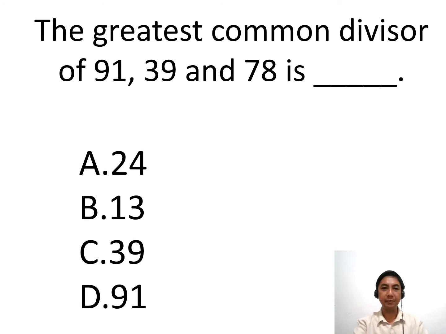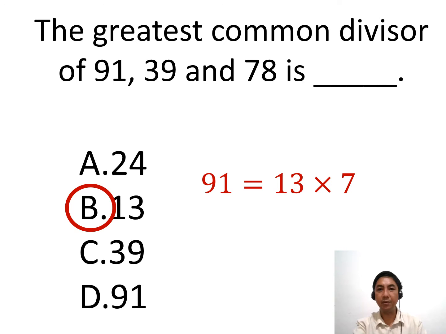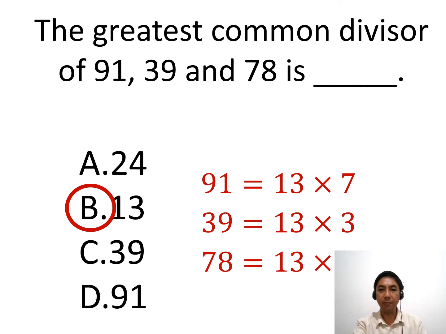The greatest common divisor of 91, 39, and 78 is blank. A. 24, B. 13, C. 39, D. 91. One way to solve this is by getting the prime factorization of 91, 39, and 78. The answer for this problem is letter B. The prime factorization of 91 is 13 times 7. The prime factorization of 39 is 13 times 3. And for 78, we have 13 times 3 times 2. So the greatest common divisor here, obviously, is 13.